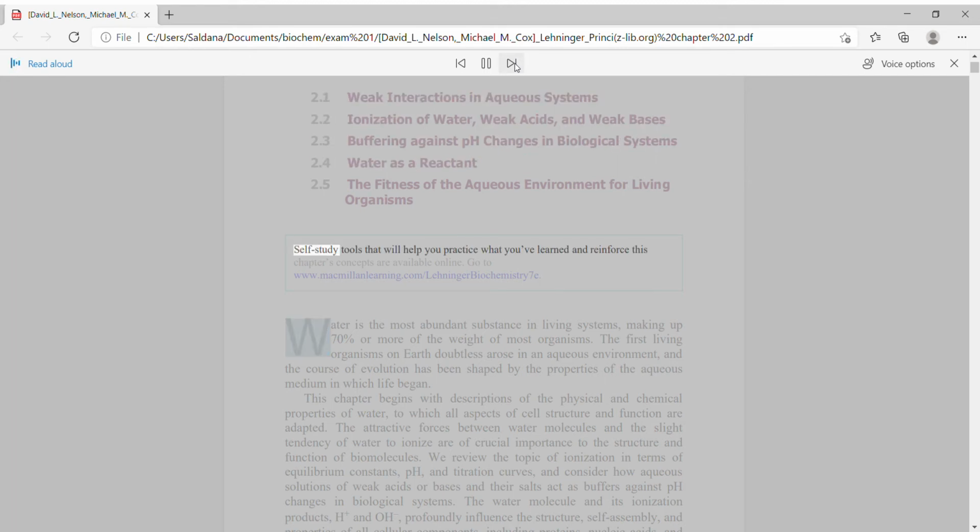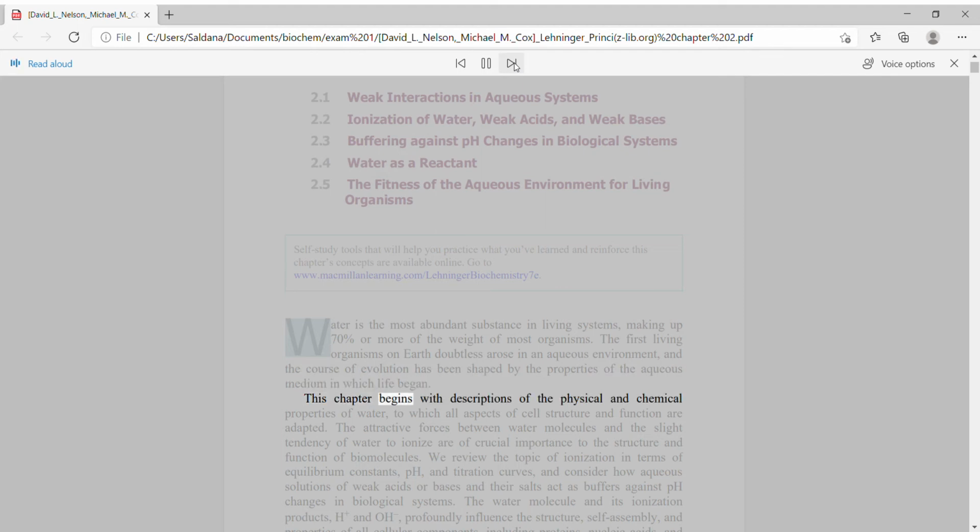Chapter 2: Water. Water is the most abundant substance in living systems, making up 70% or more of the weight of most organisms. The first living organisms on Earth doubtless arose in an aqueous environment, and the course of evolution has been shaped by the properties of the aqueous medium in which life began.